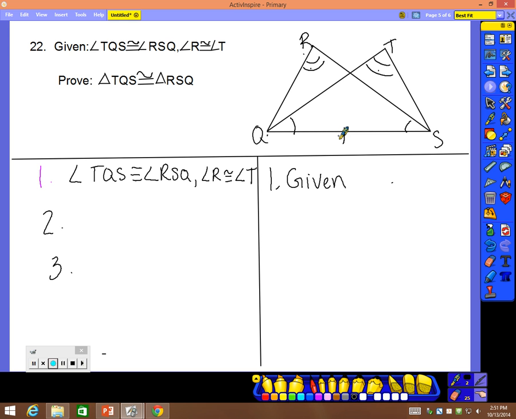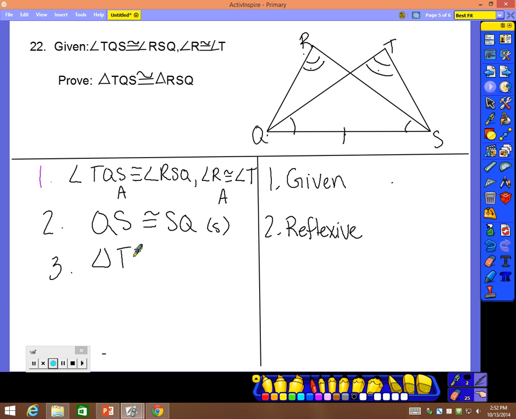And let's just see if I have it in the other one. Angle, angle, side. Yeah, I've got angle, angle, side going on here. So here's my first angle. Here is my second angle. My side is done by a reflexive, so QS reflexive with SQ. They're equal there. And now I've got it. Angle, angle, and a side. So triangle TQS congruent to triangle RSQ. And the reason is angle, angle, side.